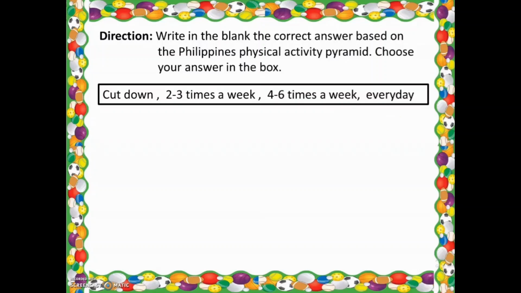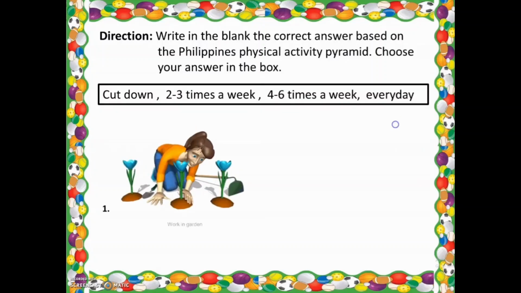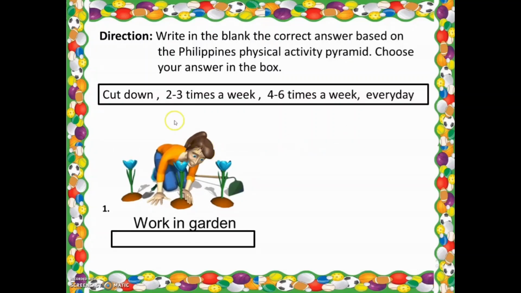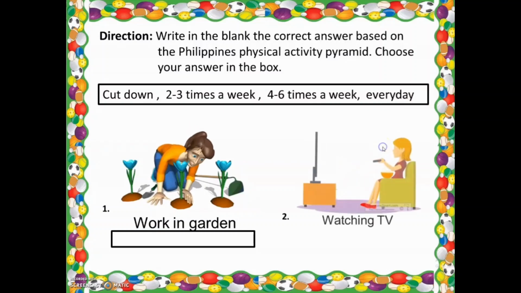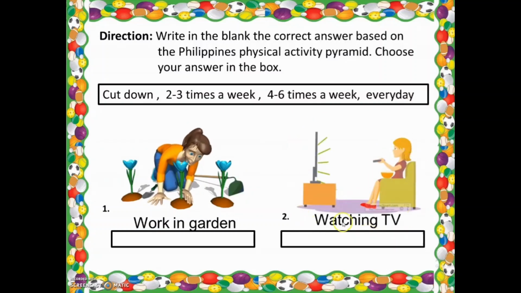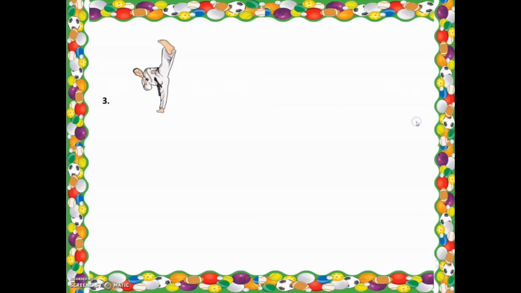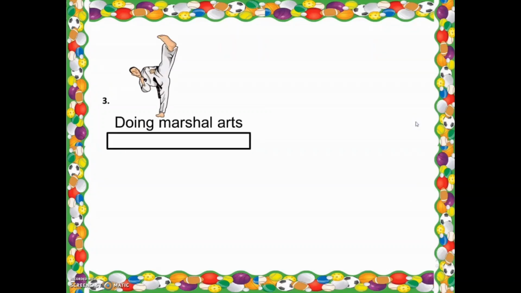Okay. Number 1. Work in the garden. Is it cut down, 2 to 3 times a week, 4 to 6 times a week, or every day? Number 2. Watching TV. Is it the activity that we need to cut down, or do we do it 2 to 3 times a week, 4 to 6 times a week, or every day? Let's go to number 3. Doing martial arts. Is it an activity that we need to cut down, or do 2 to 3 times a week, 4 to 6 times a week, or every day?